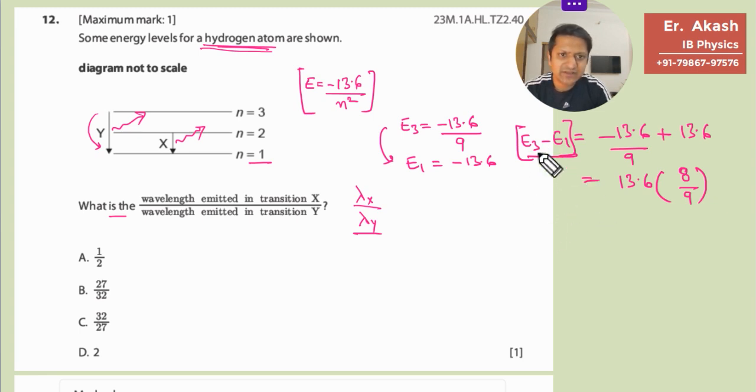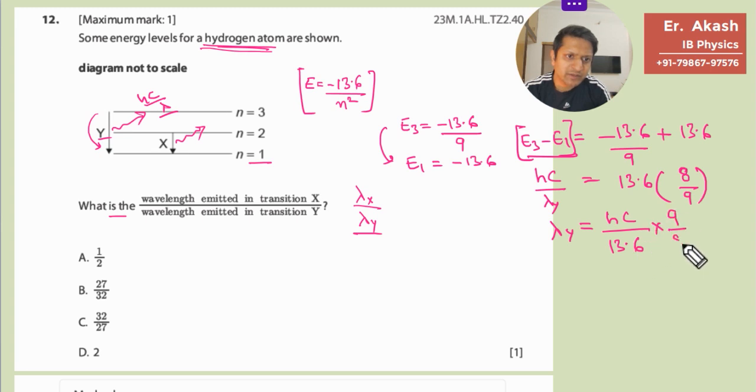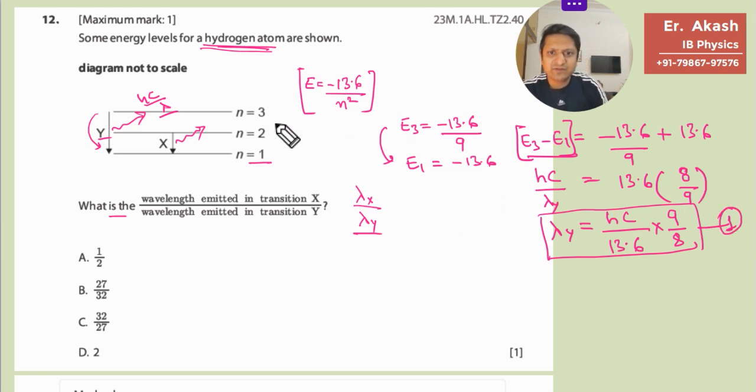So this change in the energy will be equal to what? hc by lambda. Lambda of what? Y, I have written. So lambda Y is equal to what? This will go up and this will go in the denominator. So hc by 13.6 into 9 by 8. This is the first equation that we need, and then we will do similar for X.